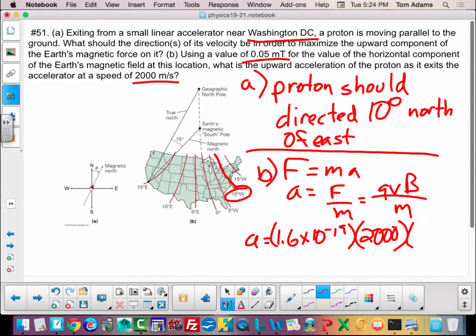So then I also have 0.05 times 10 to the negative 3 teslas, and then all that stuff is divided by the mass of the proton, which is 1.67 times 10 to the negative 27 kilograms. Was it a proton? Yeah, proton. Kilograms. All right, cool.